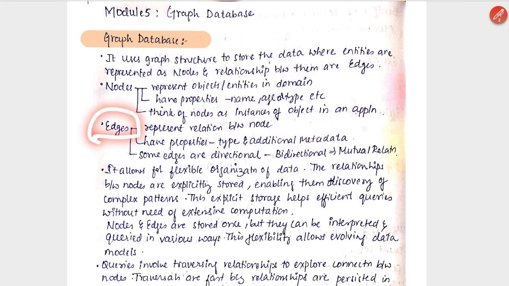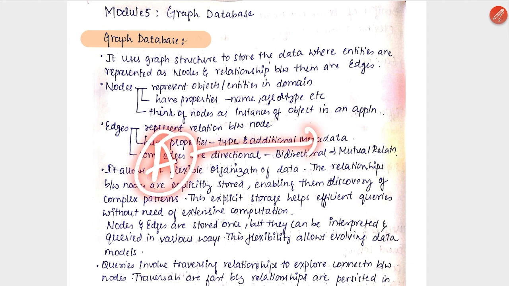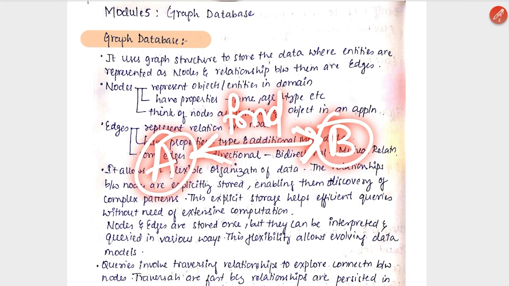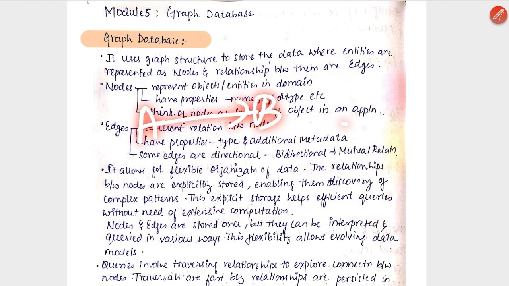In edges we have two types, either unidirectional or bidirectional. Unidirectional edges mean A to B, A boss B. So A is the boss of B, or B works under A, something like that. Whereas if you write A, B, and here if you write friend, you see arrows in both directions. So this is bidirectional. Bidirectional says there is a mutual relationship established between A and B. That way we can say A and B are both friends with each other.